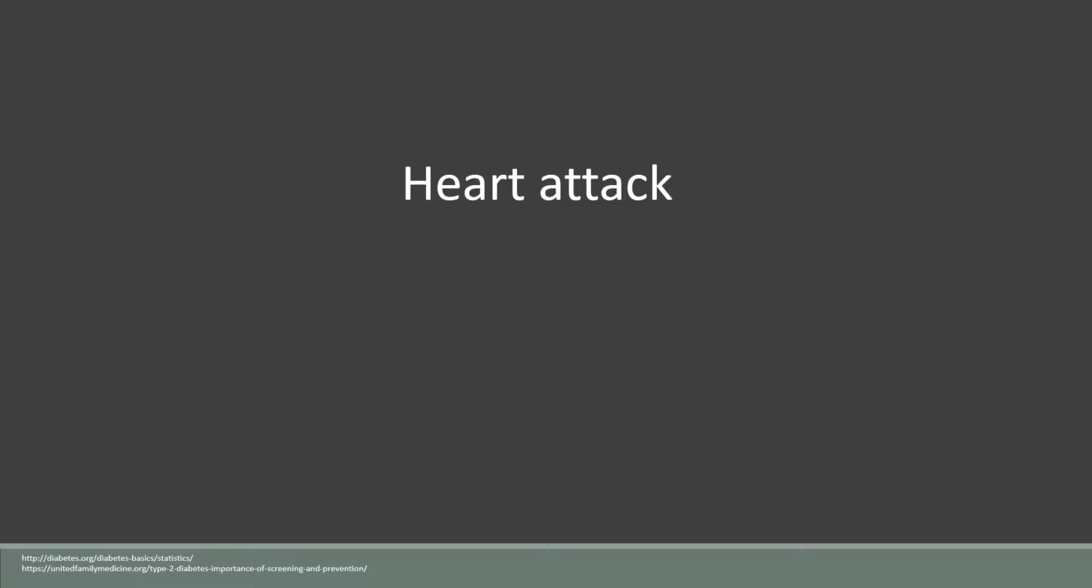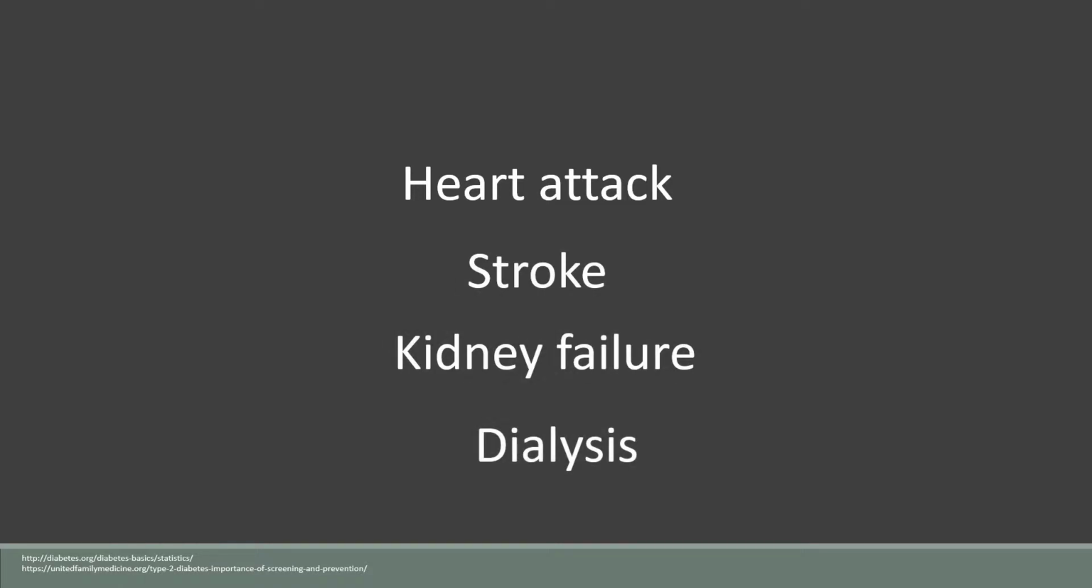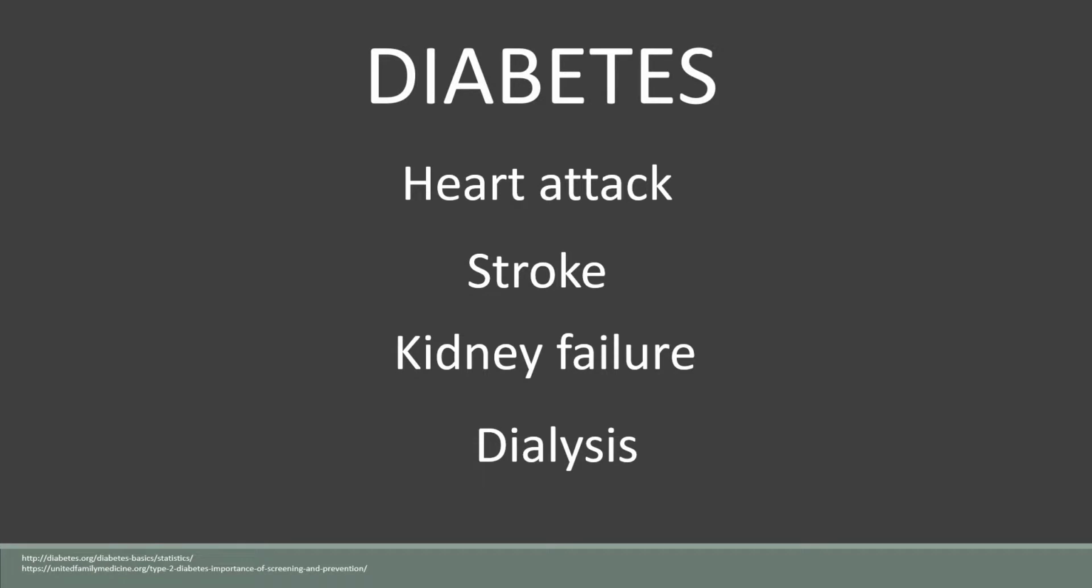Heart attacks, strokes, kidney failure, dialysis. Diabetes is a disease that occurs when your blood sugar or glucose is too high. In 2015, 30.3 million Americans, or 9.4% of the population, had diabetes. Of the 30.3 million adults with diabetes, 23.1 million were diagnosed and 7.2 million were undiagnosed. 1.5 million Americans are diagnosed with diabetes every year.